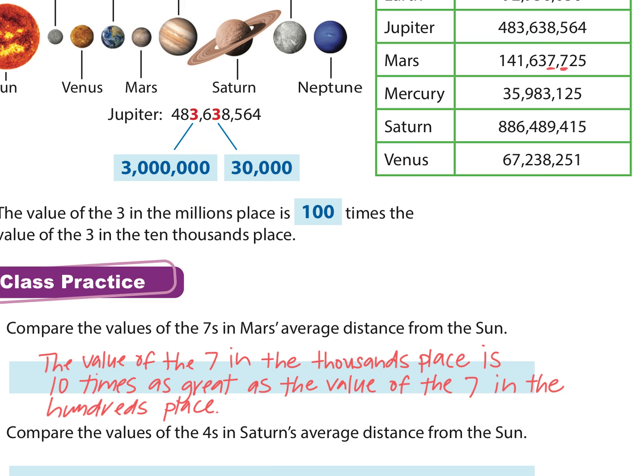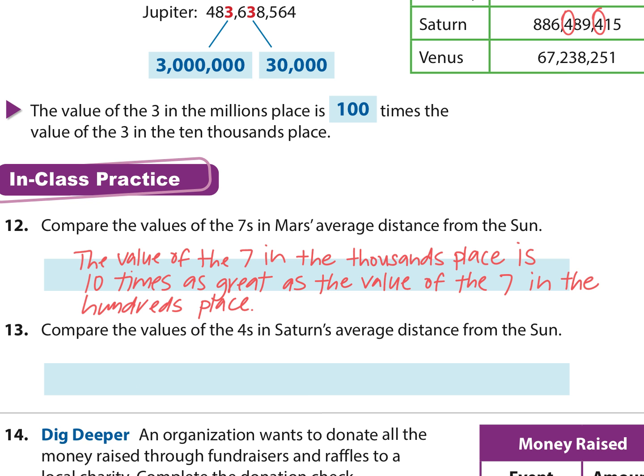Okay, the next one is talking about Saturn, and we're comparing the 4s. So looking at Saturn, I have 4s in 2 different places. I want you to try, just talk about it with your table, and then we'll come up with our sentence. So figure out how many times greater it is, and then we'll figure out how to write that. All right, comparing the values of the 4s in Saturn's average distance. I have a 4 in the 100,000s place, and then I have another 4 in the hundreds place.